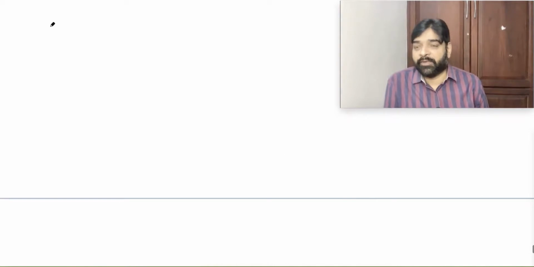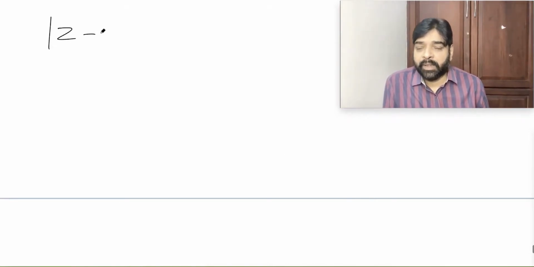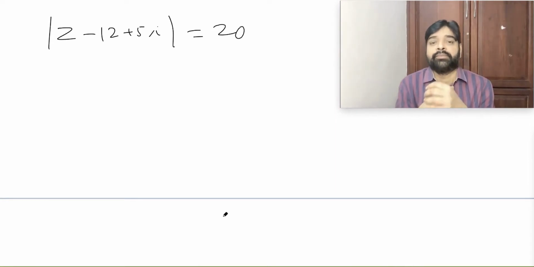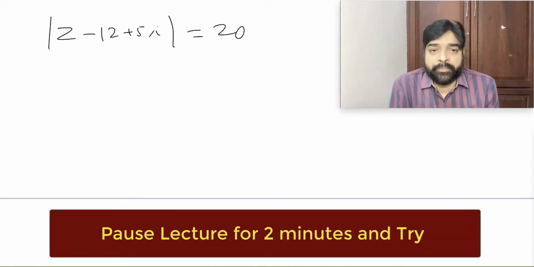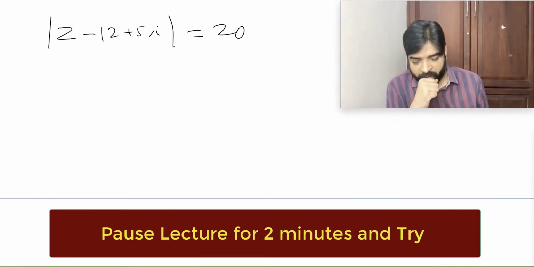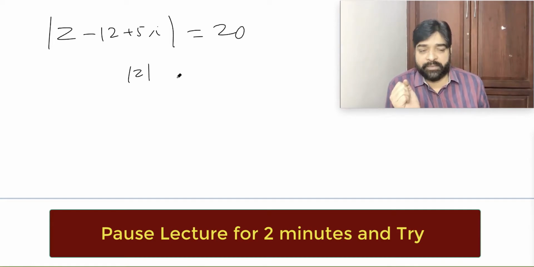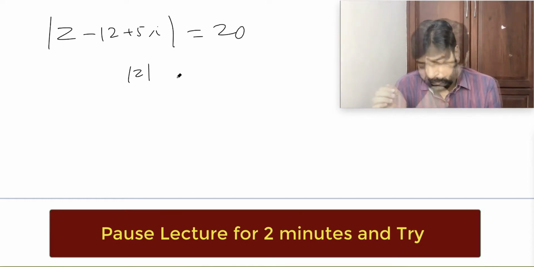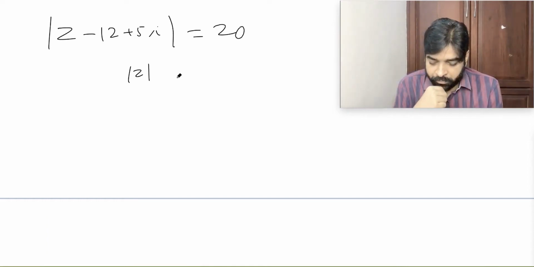Use this logic and give me the answer very quickly. Z minus 12 plus 5i is equal to 20. Maximum value, minimum value. Quickly, everybody. Maximum minimum value of mod z. Got it?